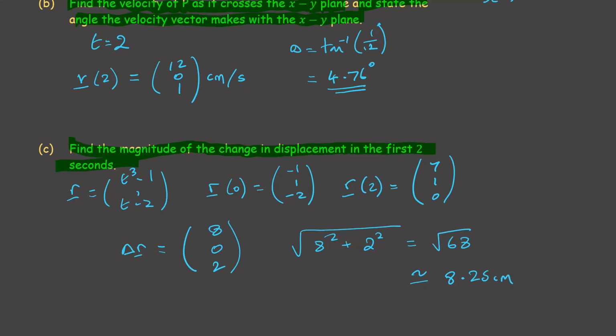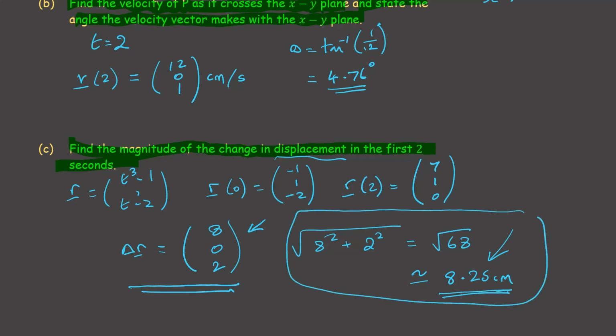8.25 centimetres. Actually, that's not really the change in displacement, is it? This one is the change in displacement. I've just worked out some extra information that I didn't need there, because the displacement is a vector. So our answer is that one. And if we wanted the distance between those 2 points, it would be this. So I didn't actually need to do that, but I'm not going to re-record.